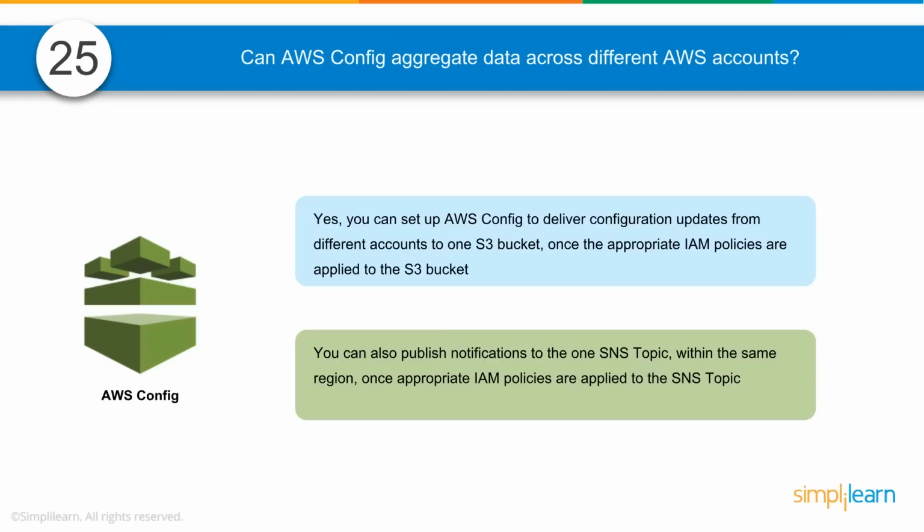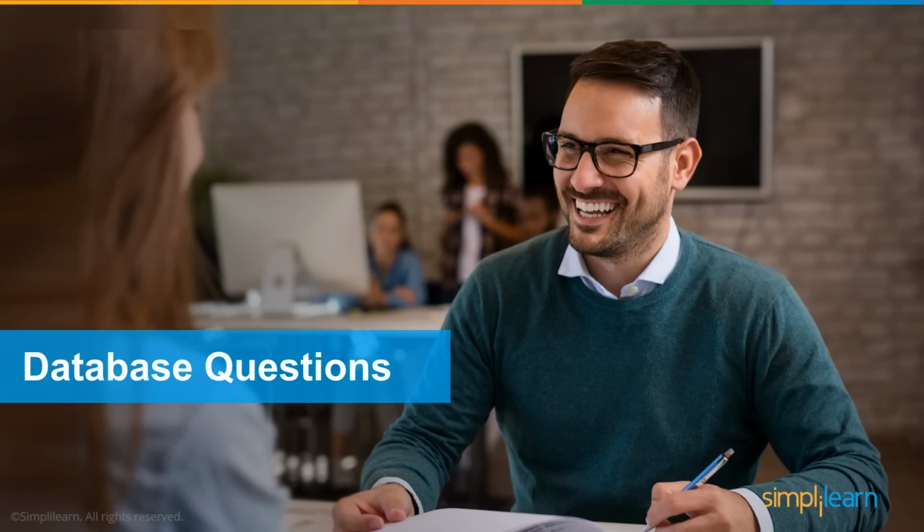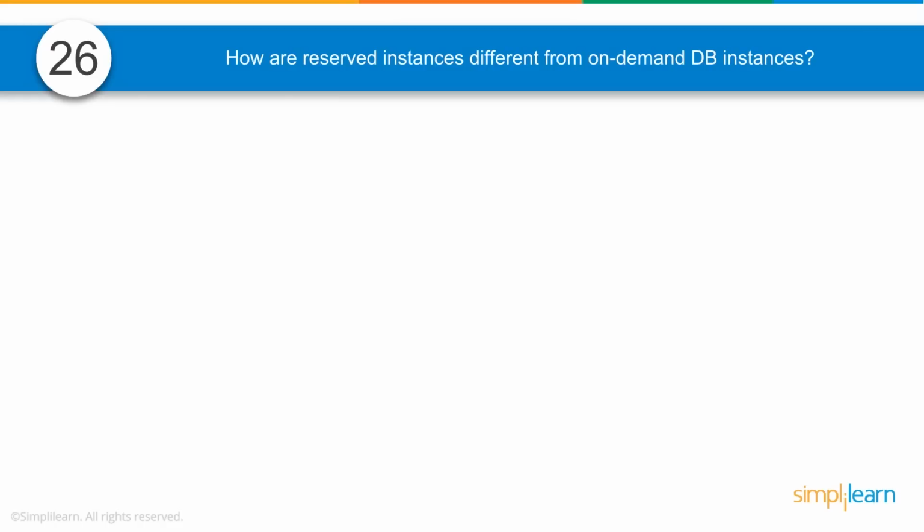AWS Config also integrates seamlessly with SNS topics. So anytime there is a change, anytime new data gets collected, you can notify yourself or a group of people about the new log, the new config, or the new edit that happened in the environment. Let's look at some of the database questions.